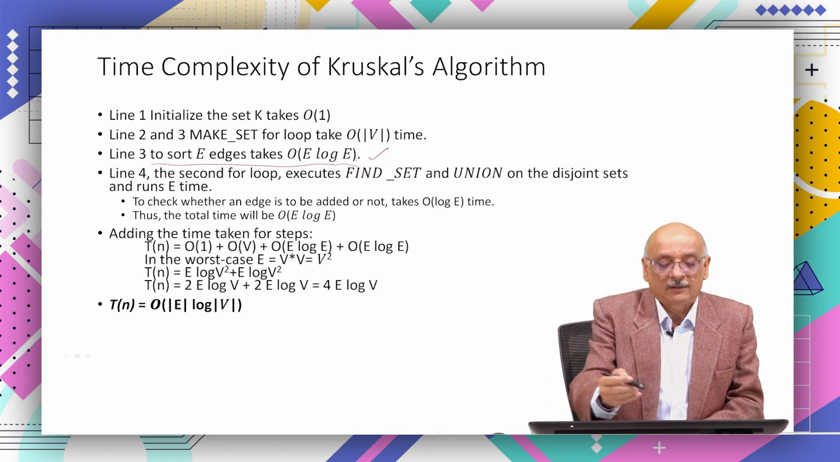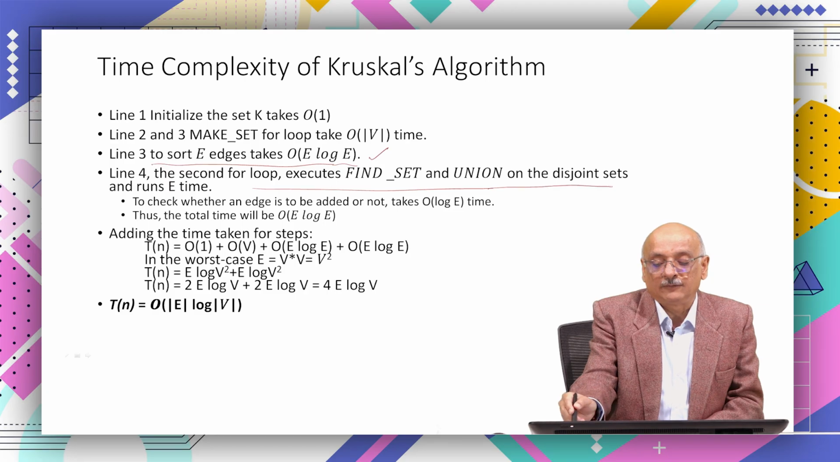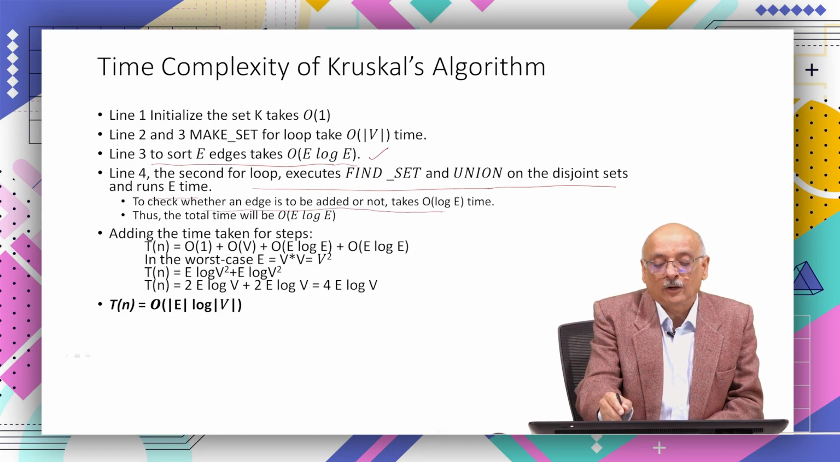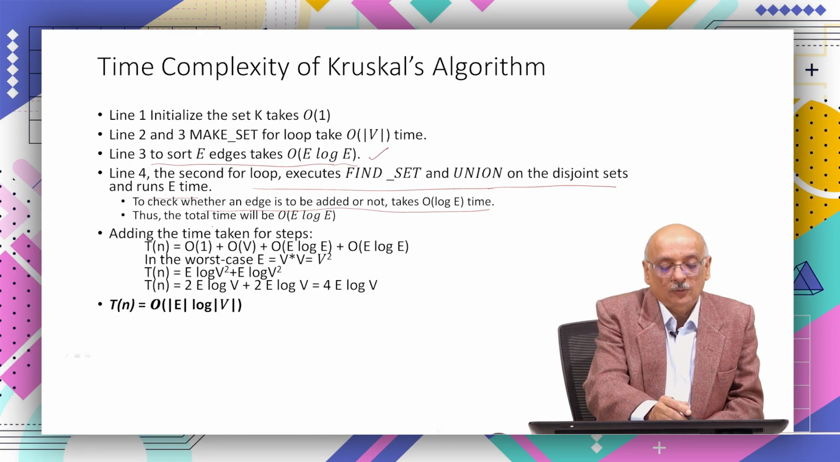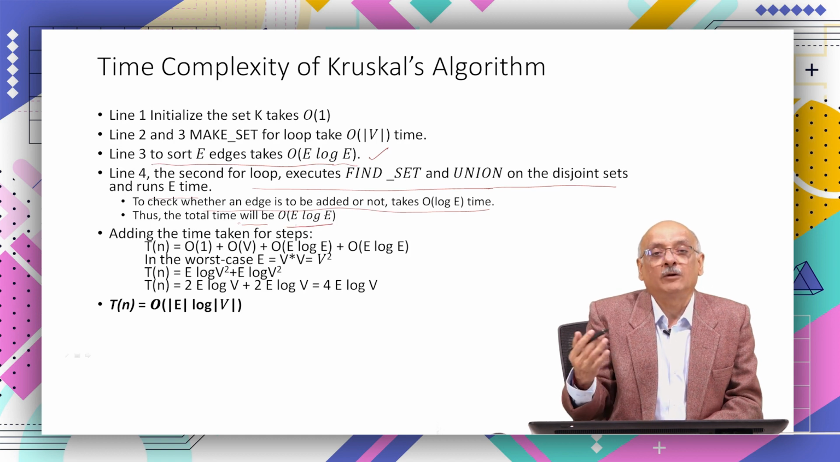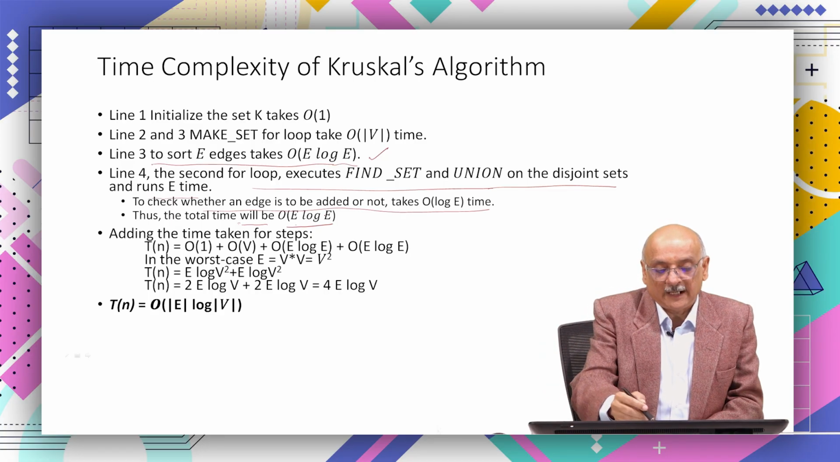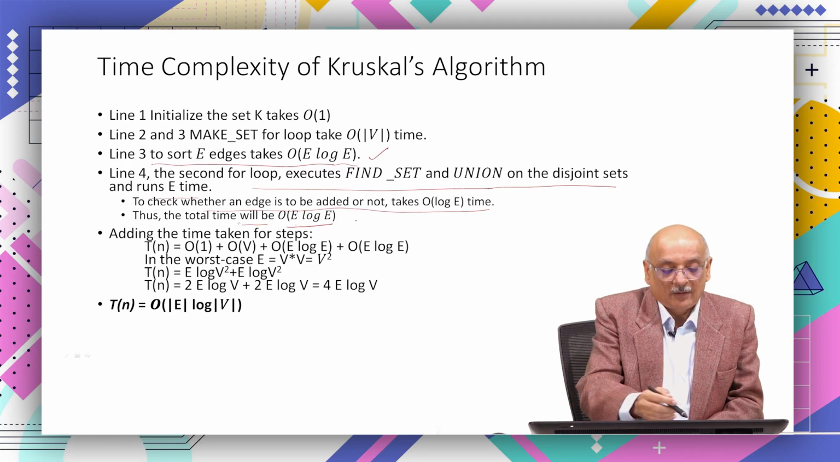And the second loop for find set and union, which we were doing towards the end, repeating this particular operation, whether the edge is to be added or not, takes order log E time, because it is sorted. Thus, the total time taken by that particular step is going to be E log E only. So, E times that loop will be repeated, and log E is the number of times it is going to be checked.